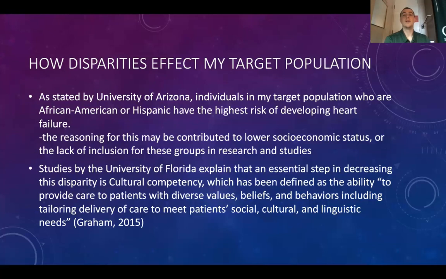How did disparity affect my target population? As I stated before, individuals in my target population who are African American or Hispanic are going to have the highest risk of developing heart failure. And looking at how we can decrease these disparities, I looked at a study by the University of Florida, which really emphasized that cultural competency is going to be key in this. Cultural competency is the ability to provide care to patients with diverse values, beliefs, and behaviors, including tailoring delivery of care to meet patients' social, cultural, and linguistic needs.